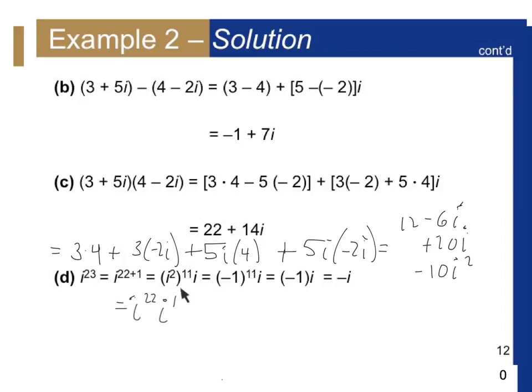Because we multiply, right? So we're kind of doing that part of exponents backwards, and i squared is just minus 1, so that's minus 1 to the 11th, which is minus 1, because we're taking negative 1 to the odd power, times i, so it's just minus i. Okay, and I'll show you a trick in class how we can do it a different way for higher powers of i.